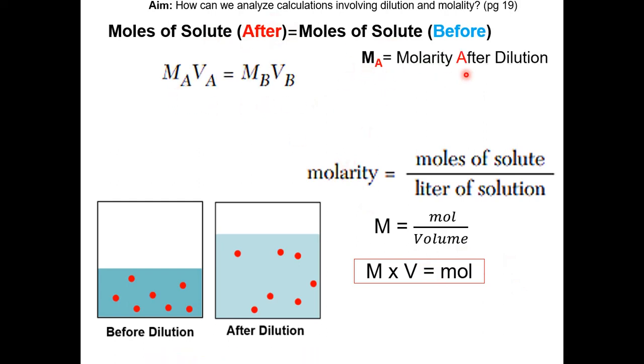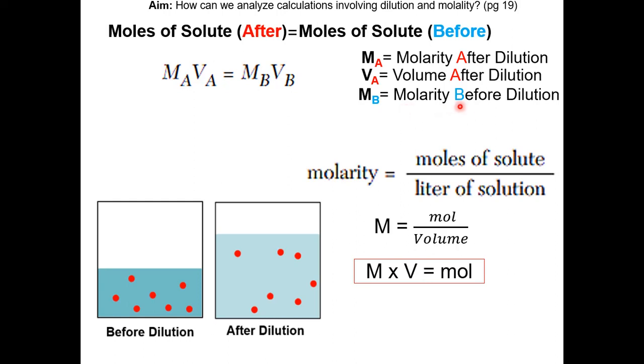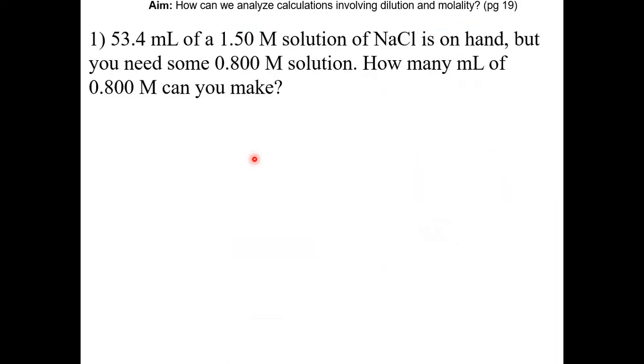MA stands for molarity after dilution, VA stands for volume after dilution, MB stands for molarity before dilution, and VB stands for volume before dilution. This equation can be found on Table T, listed under titrations, which we'll cover later on in the course. Let's look at the first question.